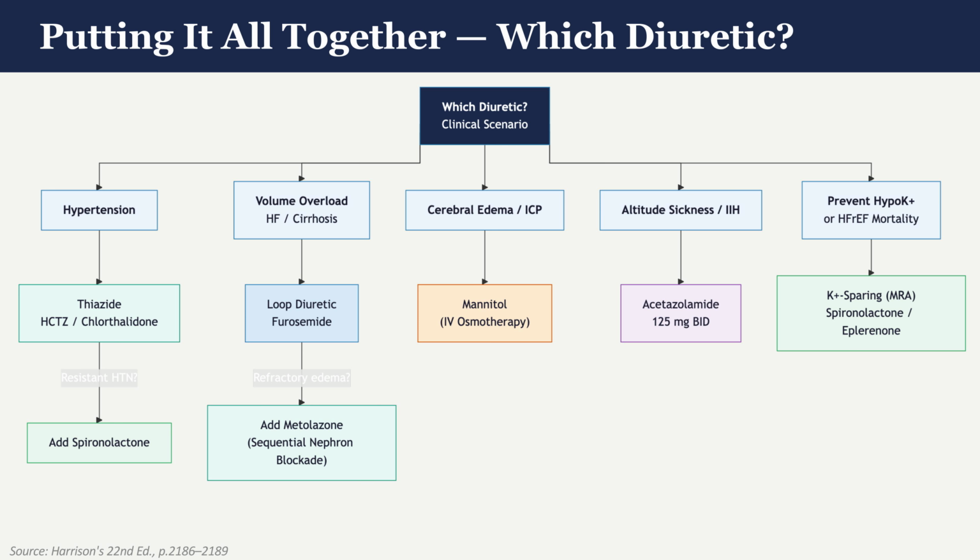Cerebral edema or rising ICP, mannitol, osmotherapy. Altitude sickness or pseudotumor cerebri, acetazolamide. Preventing hypokalemia or adding mortality benefit in HFrEF, a potassium-sparing MRA, spironolactone or eplerenone. And never forget, sulfa allergy plus needing a loop diuretic equals ethacrynic acid.